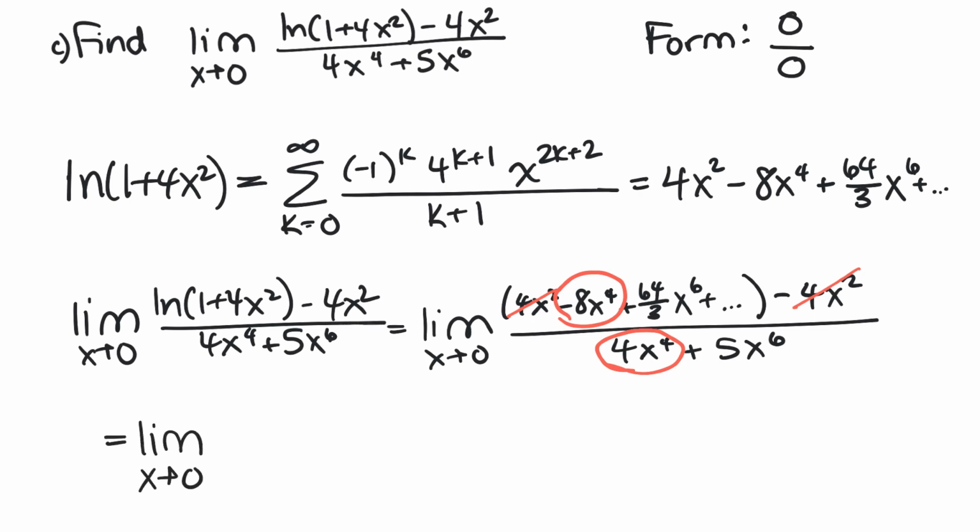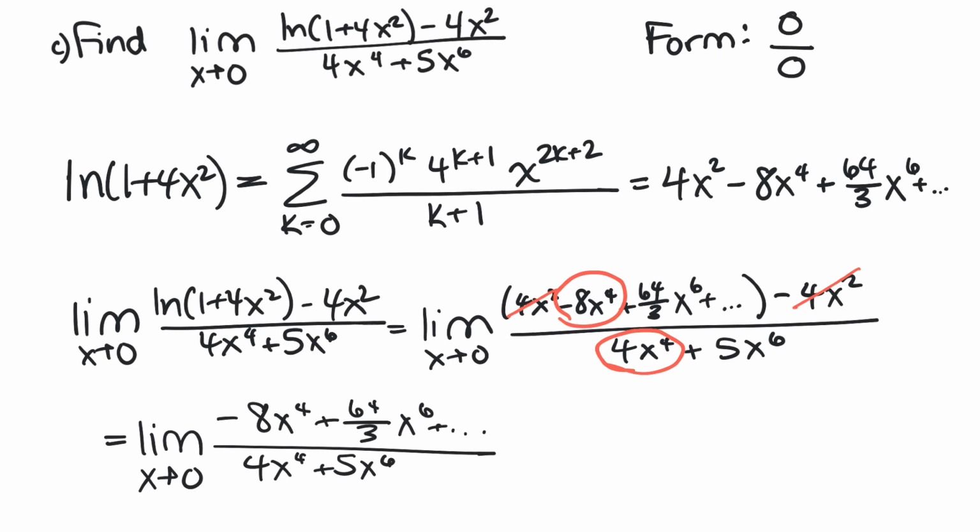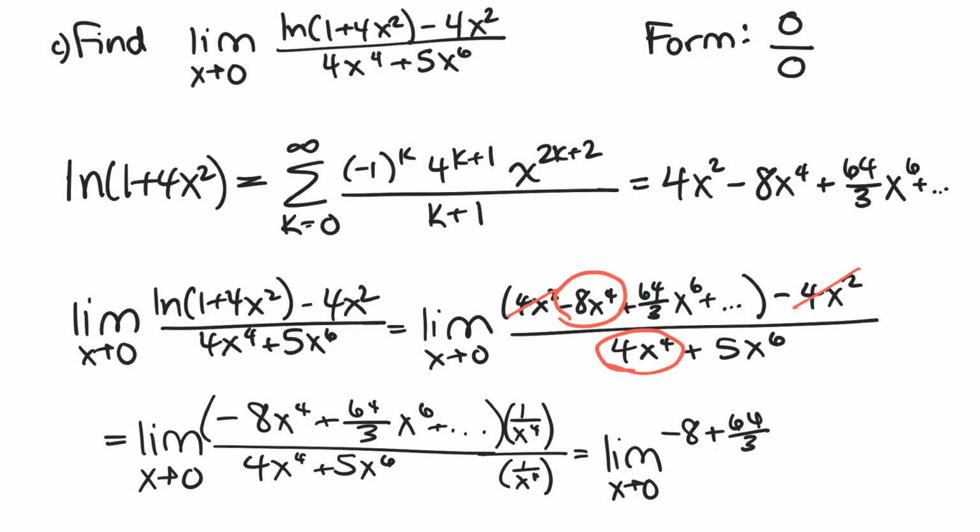So what we're going to do is divide everything through by x to the 4th. So we have negative 8x to the 4th plus 64 thirds x to the 6th plus ... all over 4x to the 4th plus 5x to the 6th. We're going to multiply by 1 over x to the 4th on both top and bottom, so we don't change anything. And that's going to give us the limit as x goes to 0 of negative 8 plus 64 thirds x squared plus ... over 4 plus 5x squared.